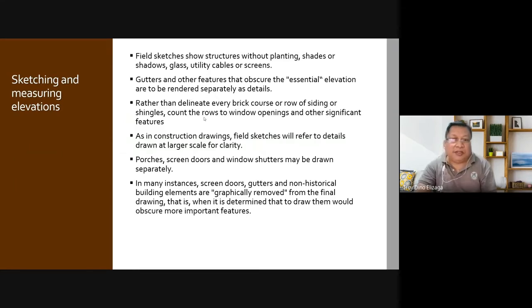As in construction drawings, field sketches will refer to details drawn at large scale for clarity. We mentioned that about making detailed drawings. Porches, screen doors, and window shutters may be drawn separately. In many instances, screen doors, gutters, and non-historical building elements are graphically removed from the final drawing, that is, when it is determined that drawing them would obscure more important features. Now this one, I actually don't understand it much because we seldom remove important drawings unless they can be details. These are details.